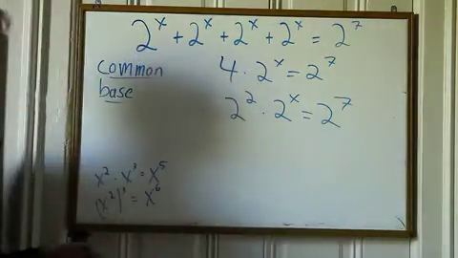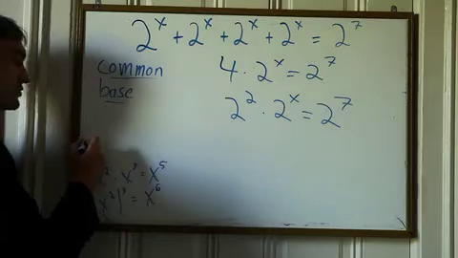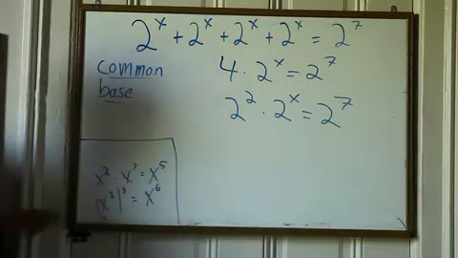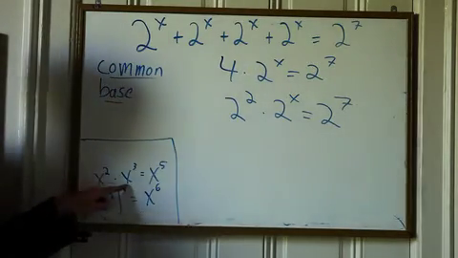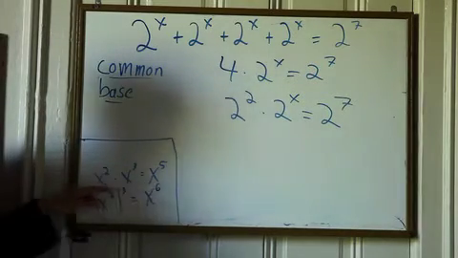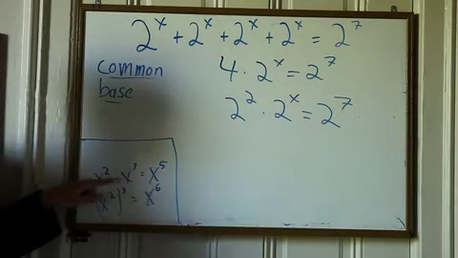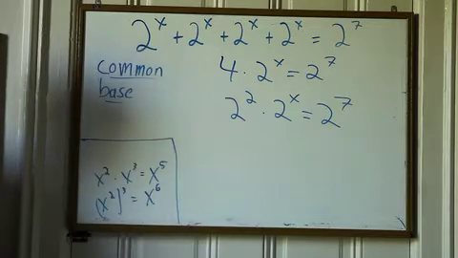Next we'll invoke some of our useful rules for exponents. Here are the 2 most common. X squared times x to the 3rd equals x to the 5th, adding the exponents when multiplying with a common base.